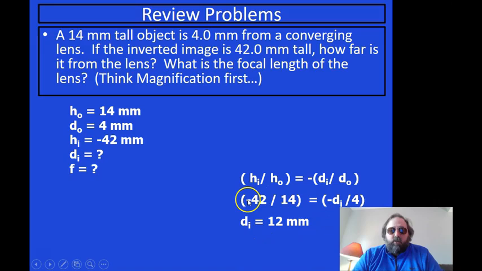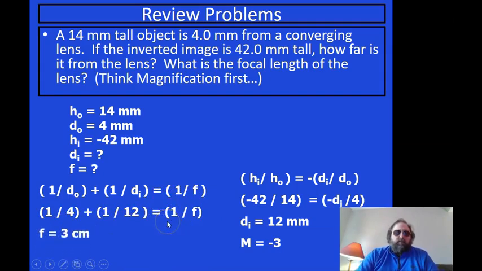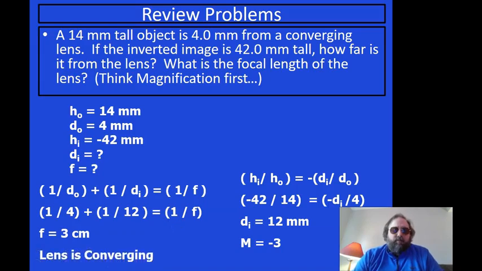So the negatives cancel. 42 divided by 14 times 4 gives me a DI of 12, and an m of negative 3. It's negative 3 because negative 42 divided by 14 is negative 3. Plus again, negative and inverted, that should be negative. Now that I have DI, I can go through and solve for f. So 1 over DO plus 1 over DI equals 1 over f. So 1 over 4 plus 1 over 12 equals 1 over f, or f equals 3 centimeters. And again, 3 centimeters tells me that it is a converging lens because f is positive.